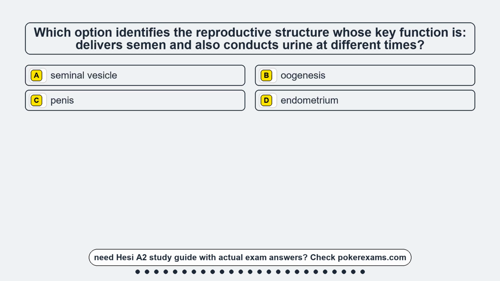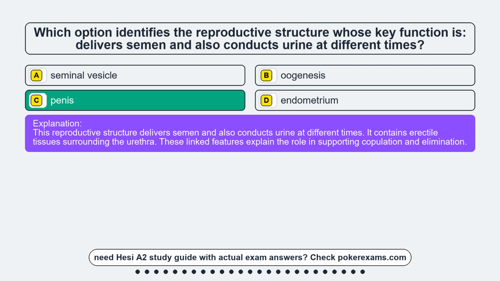Question 16. Which option identifies the reproductive structure whose key function is, delivers semen and also conducts urine at different times? Option A, seminal vesicle. Option B, oogenesis. Option C, penis. Option D, endometrium. The correct answer is option C, penis.